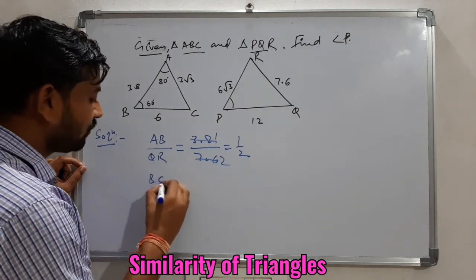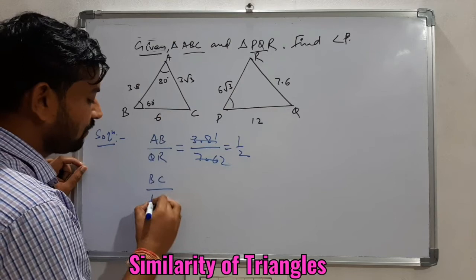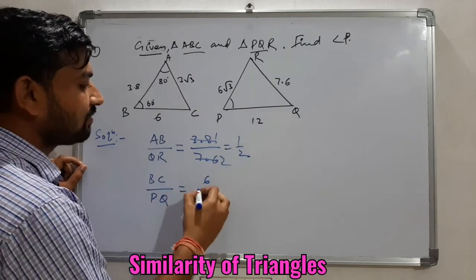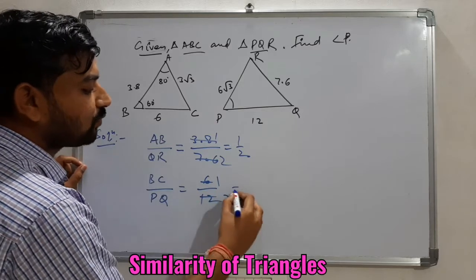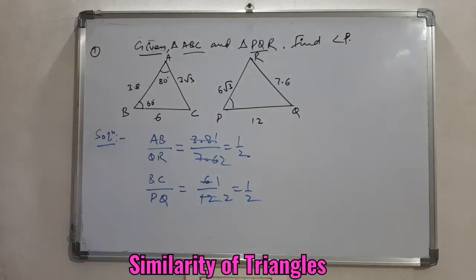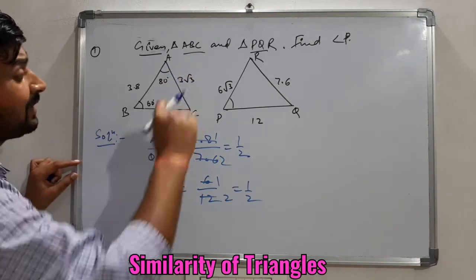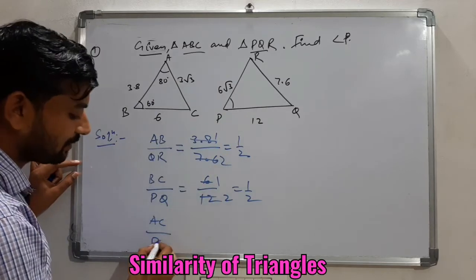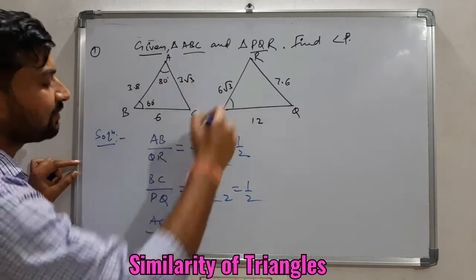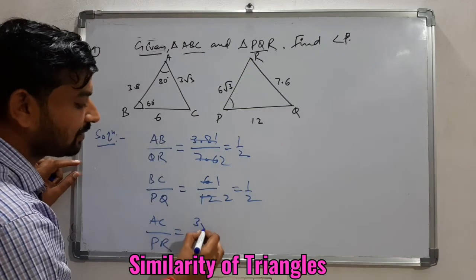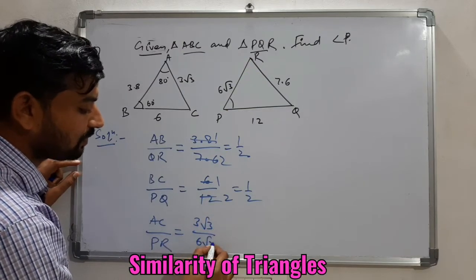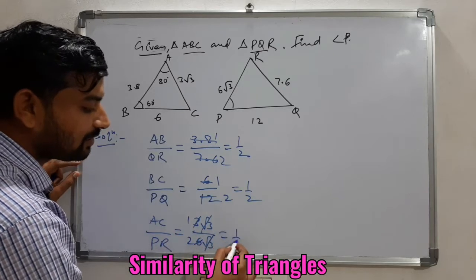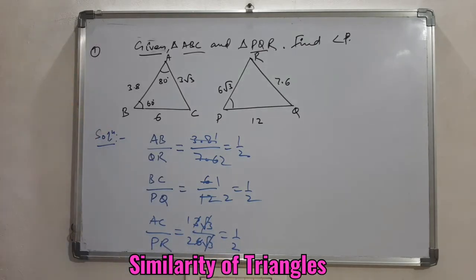Similarly, if I take the ratio of BC with PQ, BC upon PQ, BC is 6 and it is 12. Again it is coming out to be 1 upon 2. Next, the remaining side, AC upon PR. This is AC and this is PR. What are we getting here? 3 root 3 upon 6 root 3. Again, root 3 and root 3 are cancelled. If we divide this by 3, again this ratio is coming out to be 1 by 2.